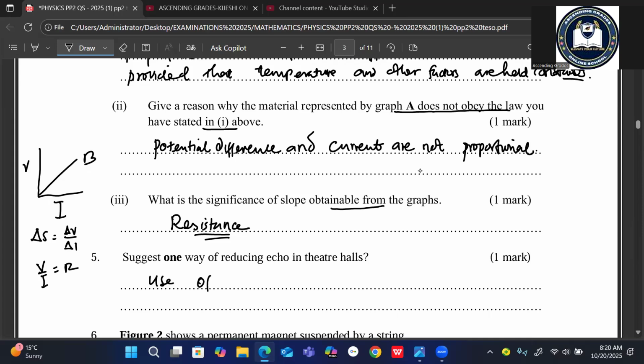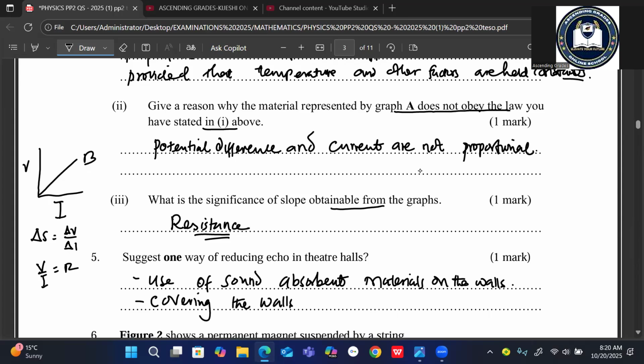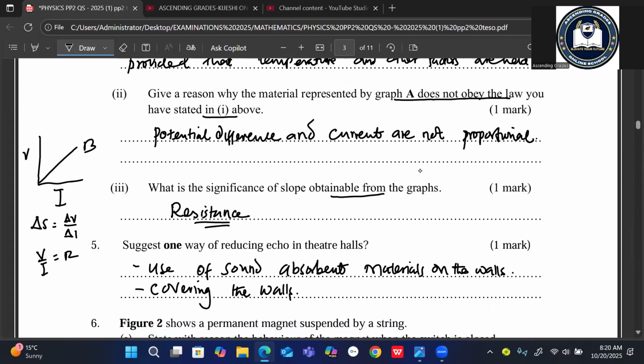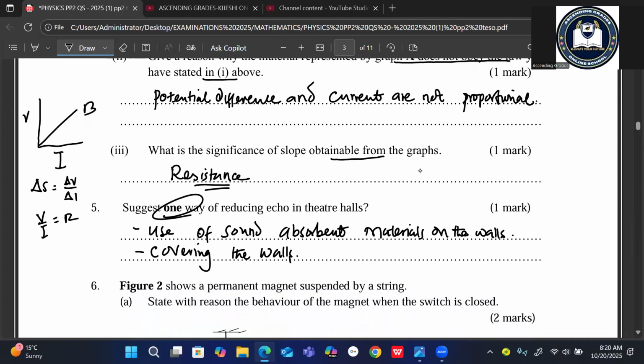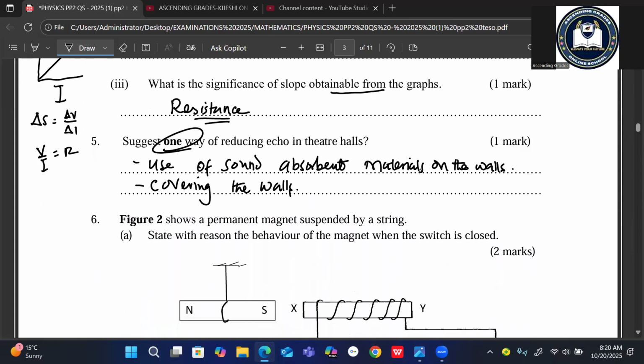Use of sound absorbent materials on the walls. You can also do covering the walls, but we have been asked only one, so you state only one.